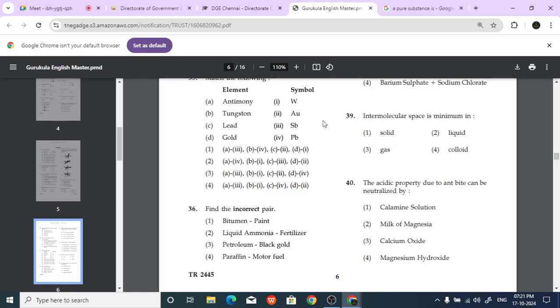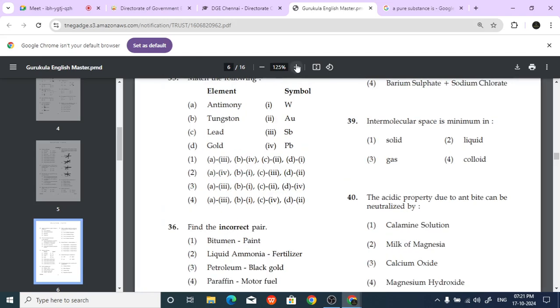Okay, question number 36. Can you read it? Find the incorrect pair. Bitumen, paint; liquid ammonia, fertilizer; petroleum, black gold; paraffin, motor fuel. Liquid ammonia fertilizer is a correct pair. Petroleum black gold is also a correct pair. But bitumen paint I doubt. Paraffin motor fuel, that also I doubt. Which one is correct? I do not know.